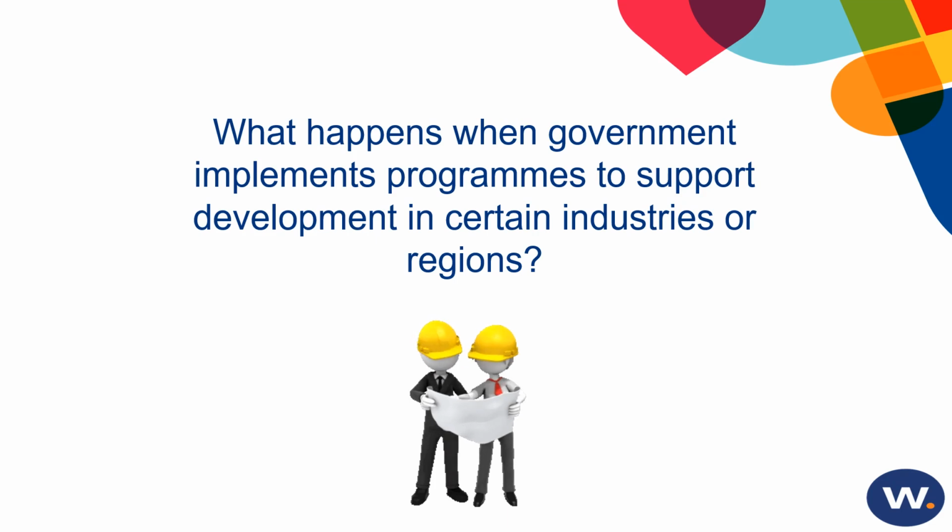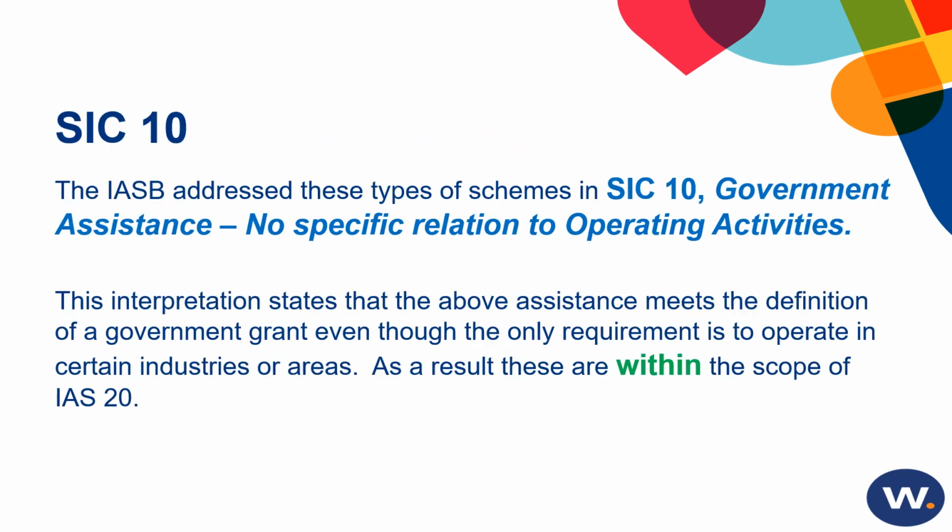A question then arises as to what happens when government implements a program or programs to support development in certain industries or areas or regions. An example of these would be government choosing to provide support to operate in a certain industry. So the government may adopt a policy where they try to promote buying local and promote manufacturing within the jurisdiction. They may then offer government support for entities which operate in the manufacturing industry.